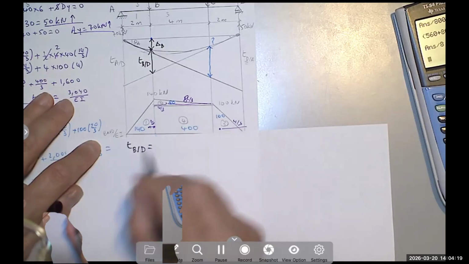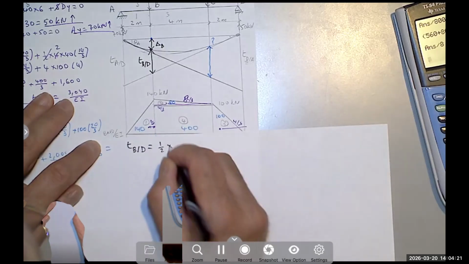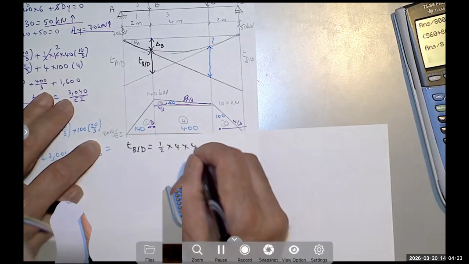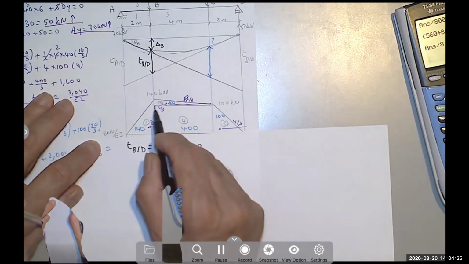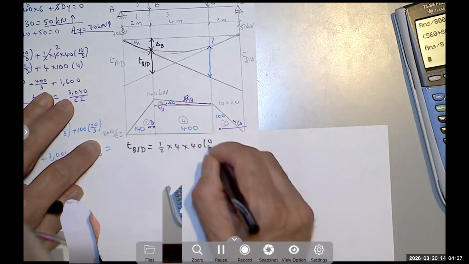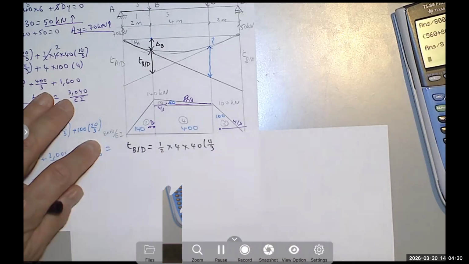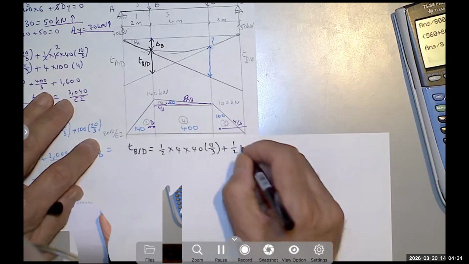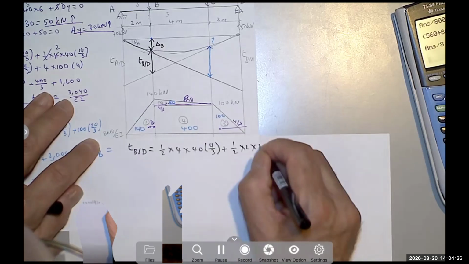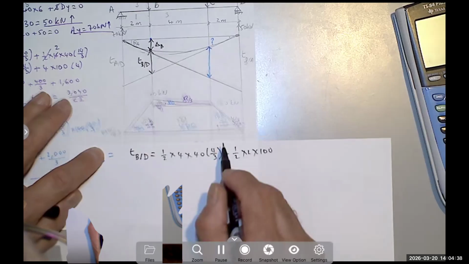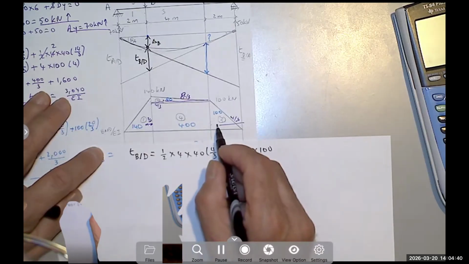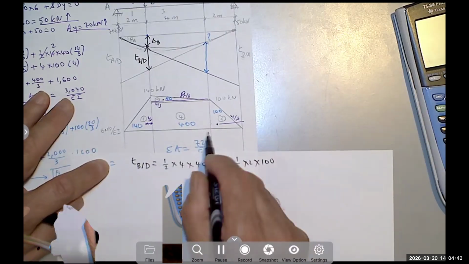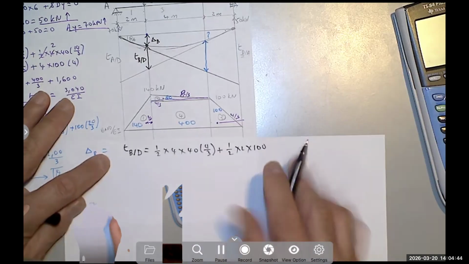So if I start with area 2, it's 1/2 times 4 times 40 times the centroid from here, which is 4/3. It's written to me here. Plus 1/2 times 2 times 100. And if this is 4/3, this is 2/3. 2/3 plus 4, which is 12/3, is 14/3.